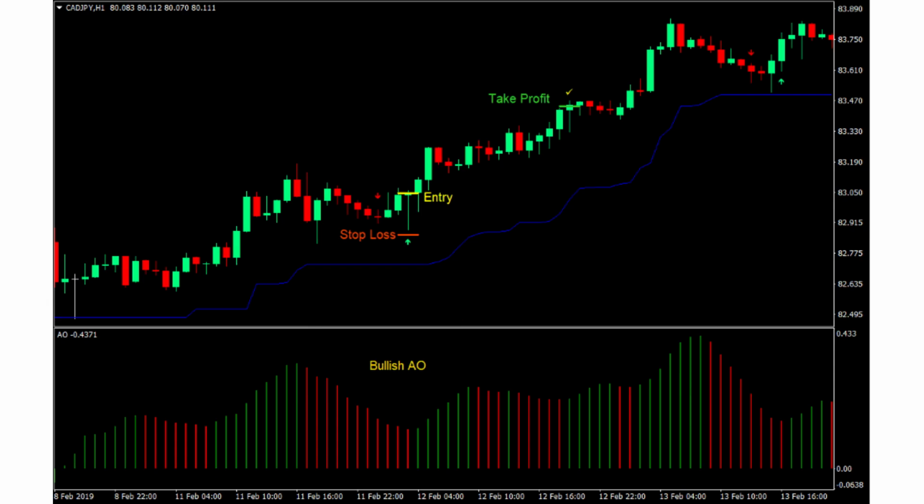forexmt4indicators.com. 1. Chandelier stops. Based on ATR, it plots a line. Blue below price means bullish bias. Red above price means bearish.